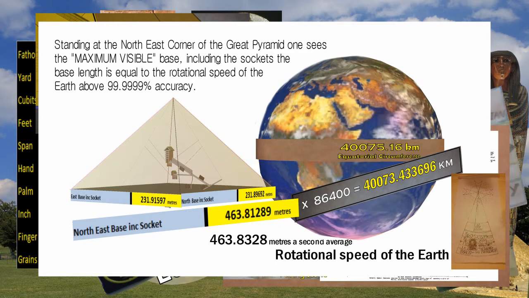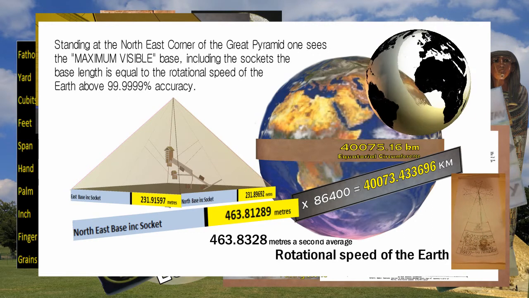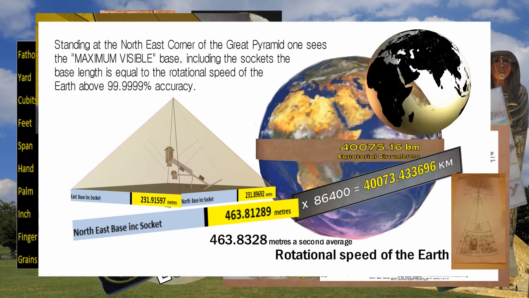463.812 meters. Well, that's the rotational speed of the Earth. So if you stand at the northeast corner and look at the pyramid, that's how fast the Earth is rotating at the equator per second.